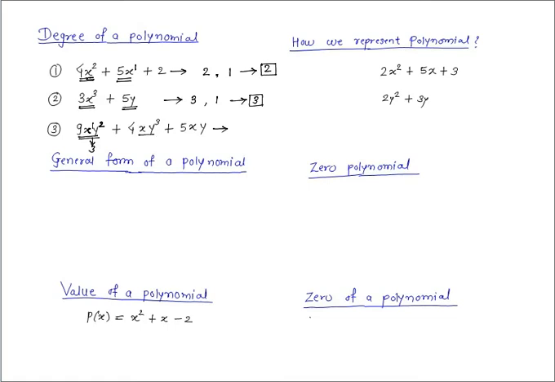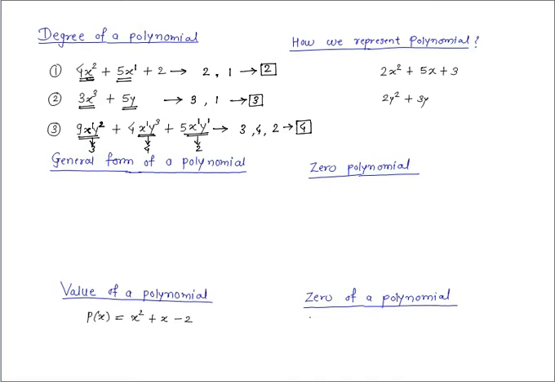What is the sum of the powers of the variables in the second term? 1 plus 3, that is 4. And what is the power of the variables in the third term? It is 1 plus 1, that is 2. So 3, 4 and 2. So which is the highest power here? 4. Therefore 4 is the degree of the polynomial.